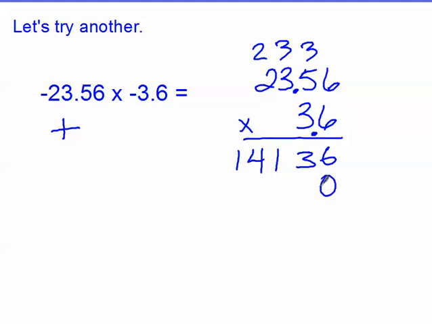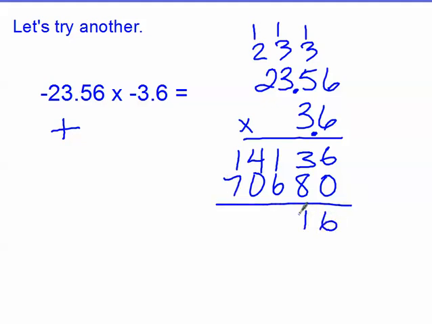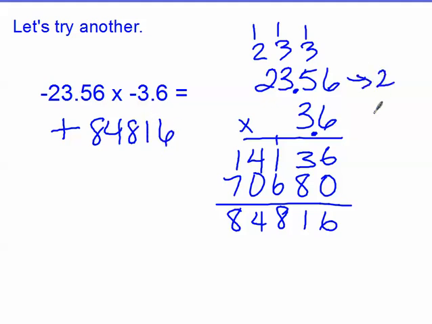Move over a place. Now we add 6, 11, 8, 4, 8. So we end up with positive 8, 4, 8, 1, 6. In this number I have 2 places. This number I have 1. So I need a total of 3 places behind the decimal. So my decimal goes right there, 84.816. And that's how we multiply decimals.